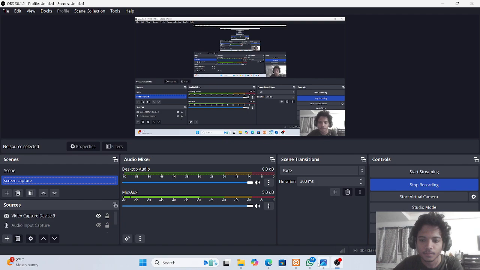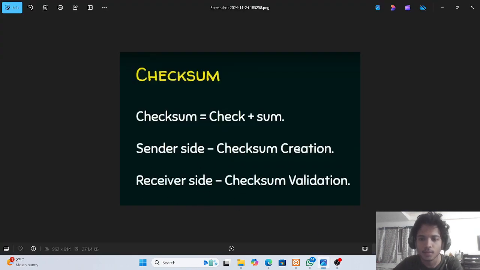Now, what is checksum? Checksum is nothing but check plus sum. We are just summing the binary numbers, and then we'll be checking whether what the sender's side sent is what is received on the receiver side. So what does the sender's side do? It creates the checksum, and the receiver side receives it and validates it. So this is the basic outline.